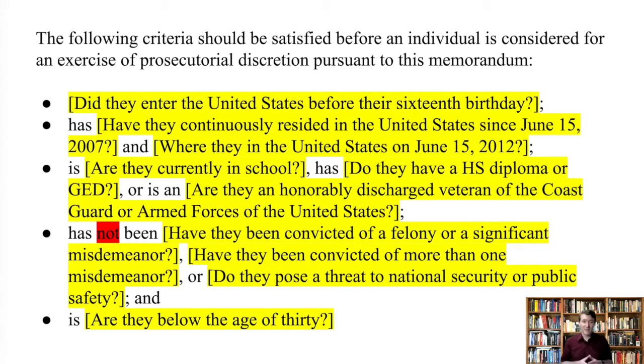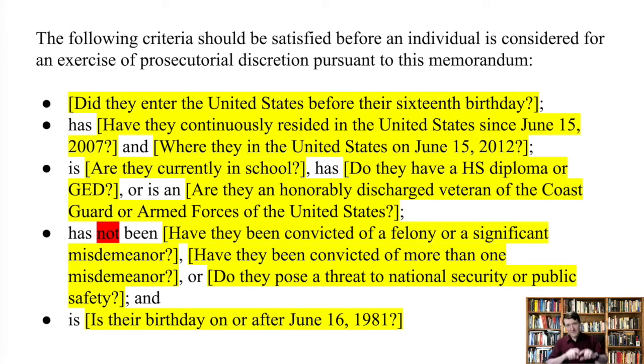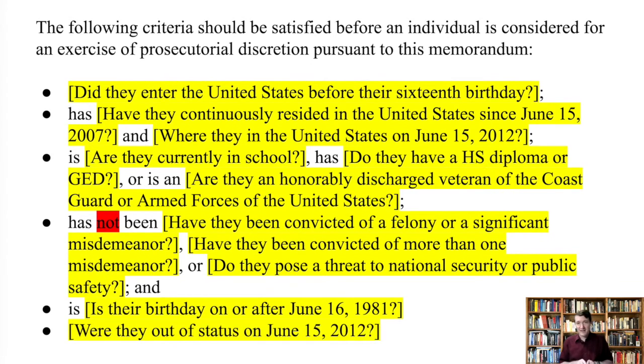So what we want to know is their birthday on or after June 16th, 1981? And then actually we have to pull in a little bit of text from a part that was not in the red part of the memo that I pulled in. And it turns out there we want to know whether or not they were out of status on June 15th, 2012. And that's out of status as in immigration status. And so that's something that your fellow immigration attorneys and coworkers will know.